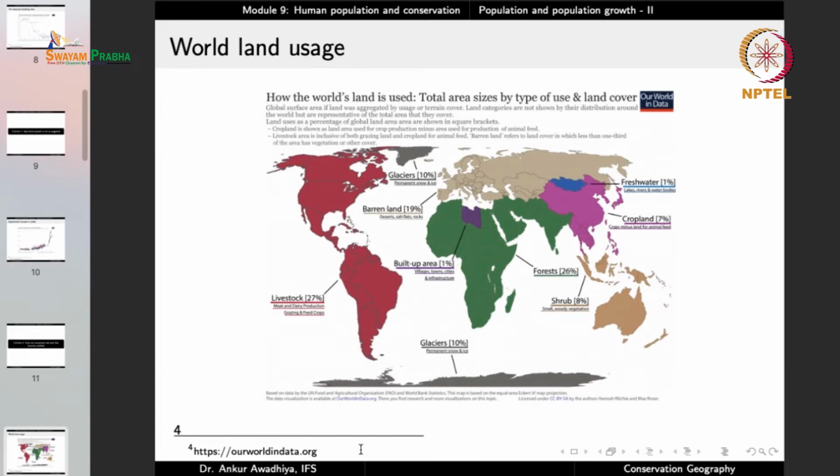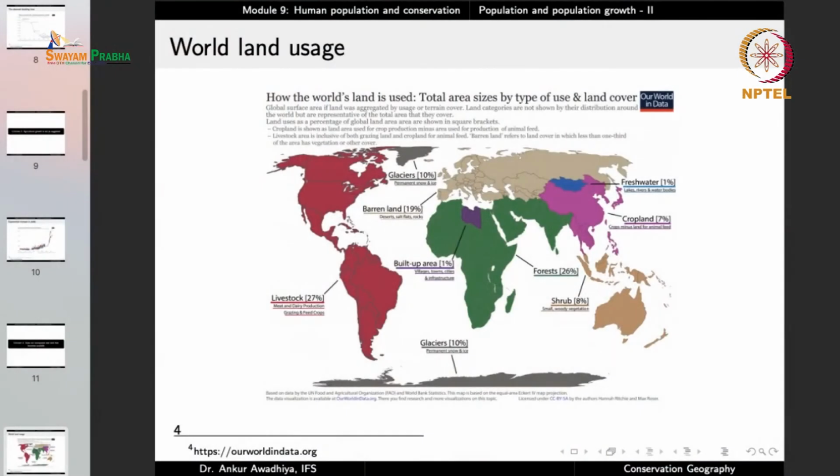So what is happening over time is that we have brought 27 plus 7, that is 34%, of land under cultivation and agriculture. So when the population size increases, we tend to bring more areas under agriculture, and agriculture includes both cultivating crops and rearing animals. And this is something that Malthus did not consider when he was making his theory. So this is another criticism.